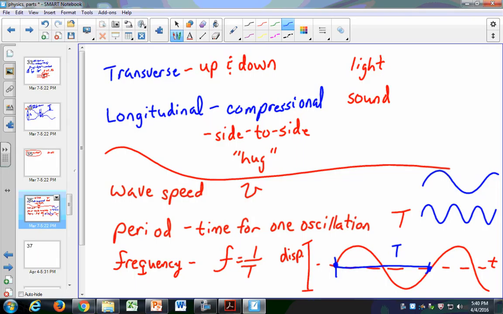Which one of these, the top or the bottom, has the higher frequency? Remember, the frequency is one over the period. So which is it? The bottom one has a higher frequency. It's like it's more rapid. We'll talk about that in terms of sound in just a bit.